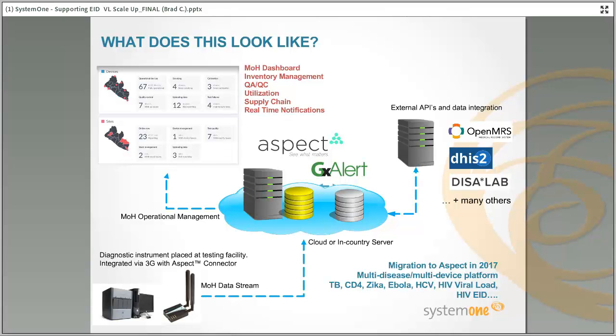As these platforms grow and mature in the market, they're also expanding into different disease spaces. As I said, TB is the primary market for SystemOne, but our next big focus is scaling this up for the HIV and EID market, as well as HCV, Zika, Ebola, and a number of other infectious diseases that will also be available early next year.